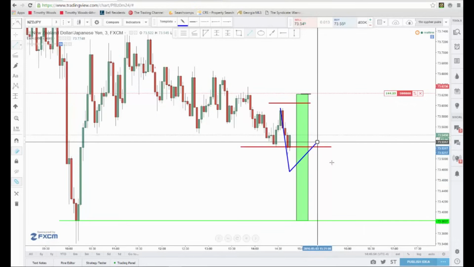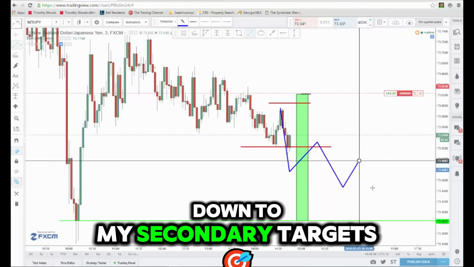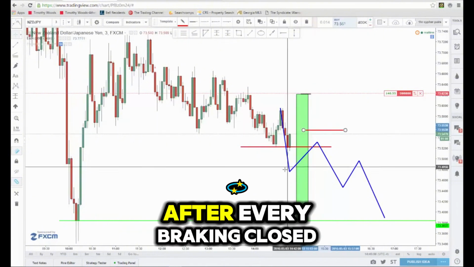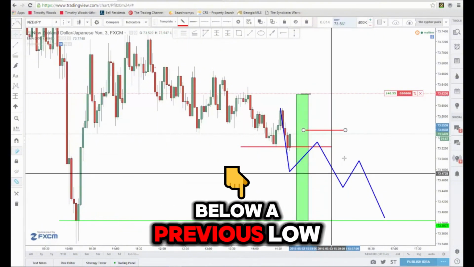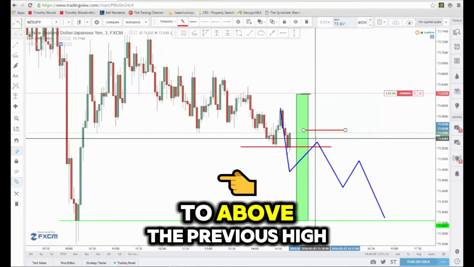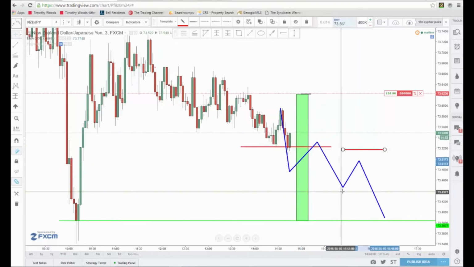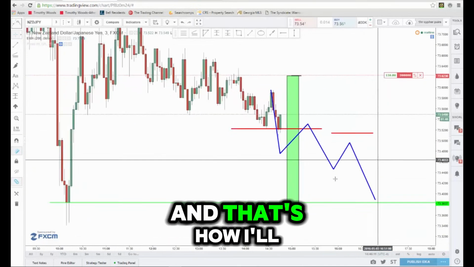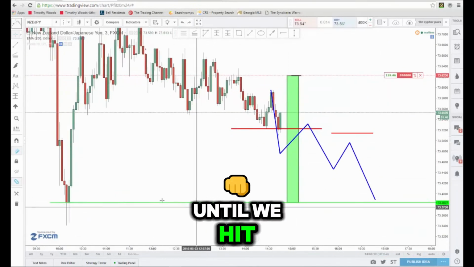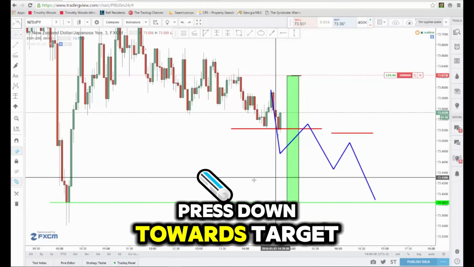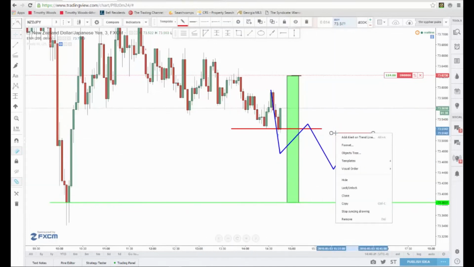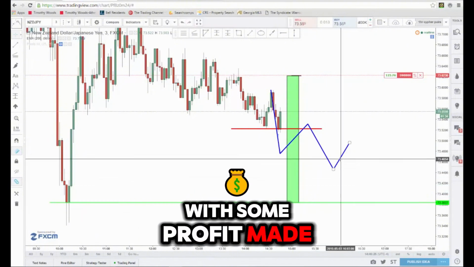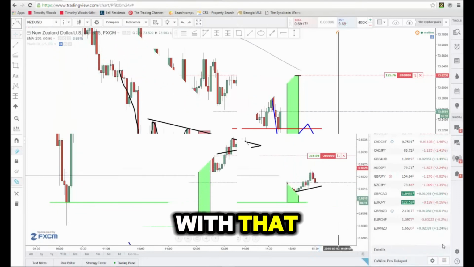So as we come down to my secondary targets, all I'll be doing is taking my stop loss after every break and close below a previous low and moving it down to above the previous high. Break and close below the previous low, stop loss above the previous high, and that's how I'll be managing this position until we hit, if we continue to press down, towards target number 2. And otherwise we'll be stopped out for break even with some profit made, and I'm completely satisfied with that.